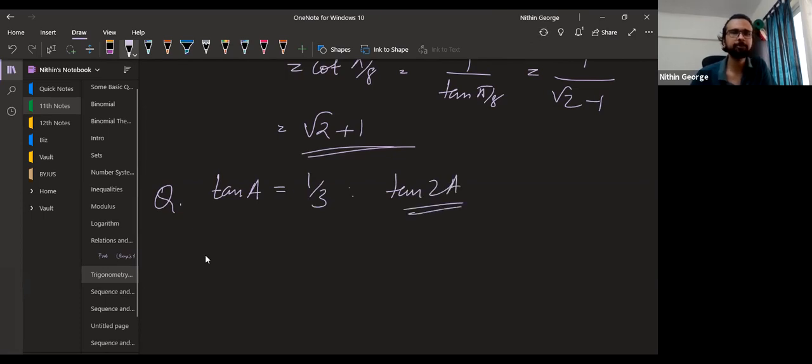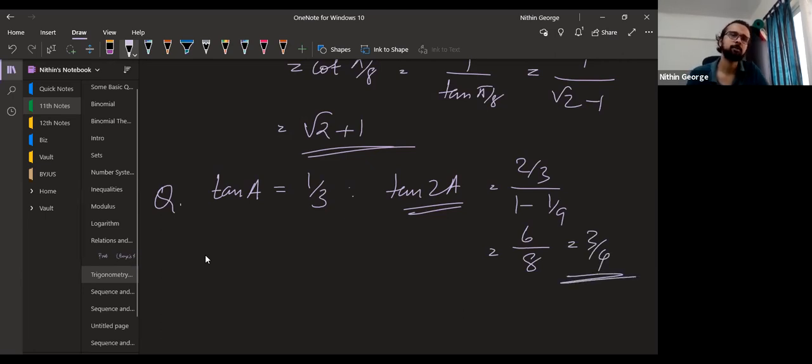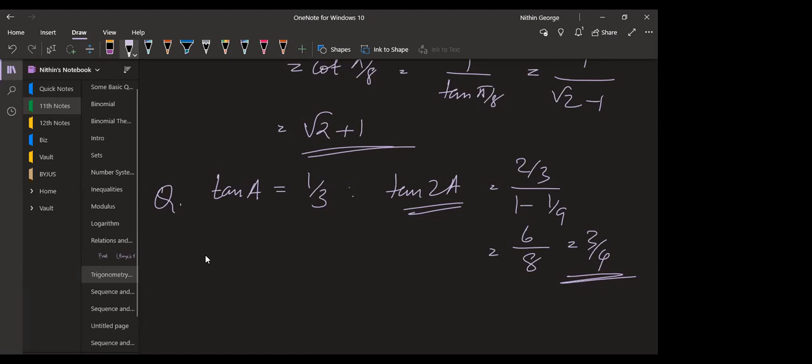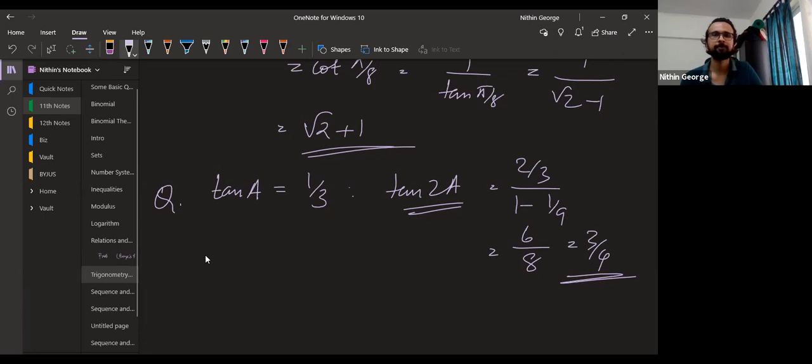Okay. Tan A is 1 by 3. Find tan 2A. Quickly, guys, tell me the answer. I need the answer in a minute. Playing with these formulas. Quickly, I want. What do you get the answer as? 2 tan A by 1 minus tan square A. Yes, it is. Well done. Okay. 2 tan A by 1 minus tan square A will come out to be 3 by 4.